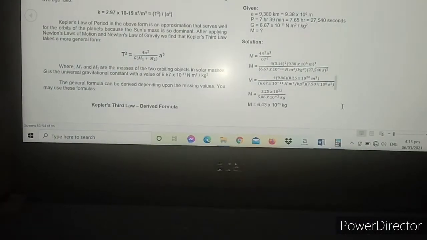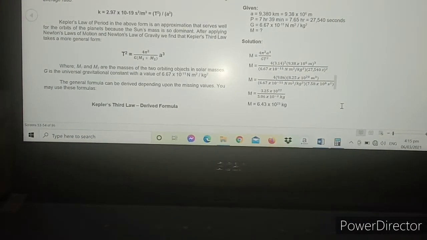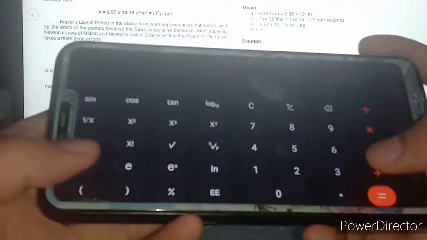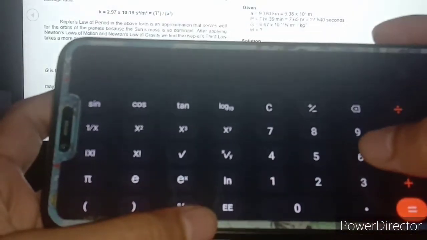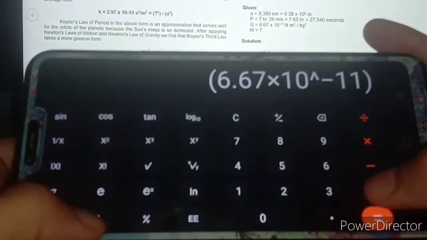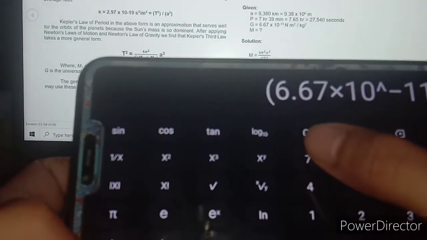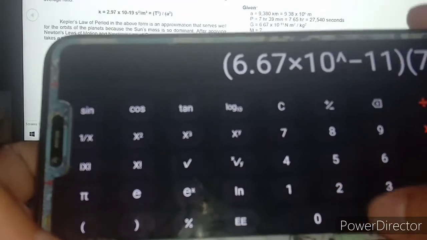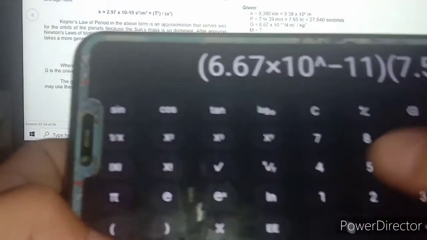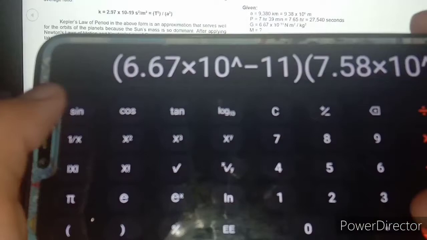Okay? And then, paano naman po kapag sa denominator na yung kukuhanin natin? So, we have the given universal gravitational constant, which is 6.67 times 10 raised to negative 11, and then close parenthesis. And then open parenthesis again, we have the value of orbital period. We have 7.58 times 10 raised to 8.